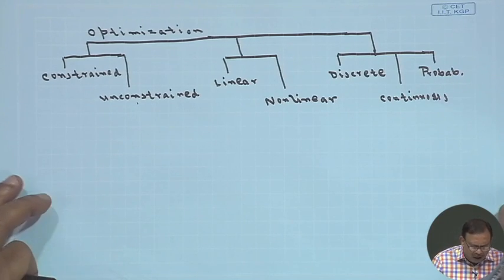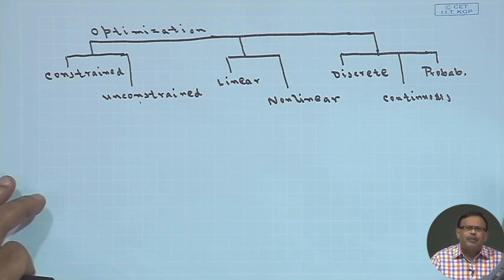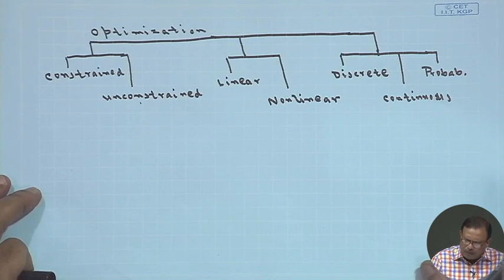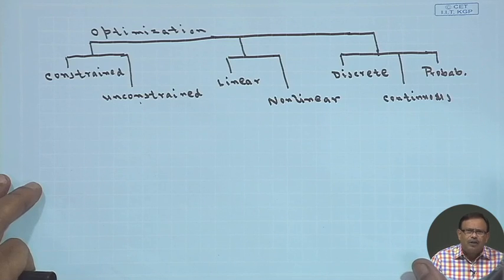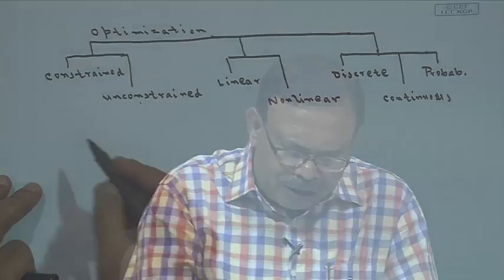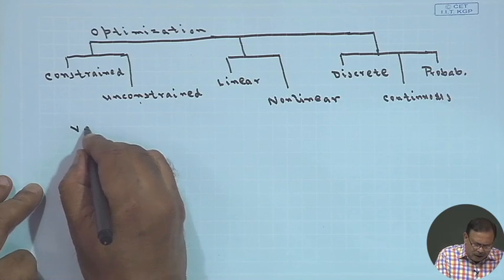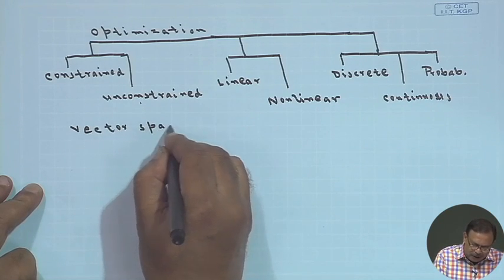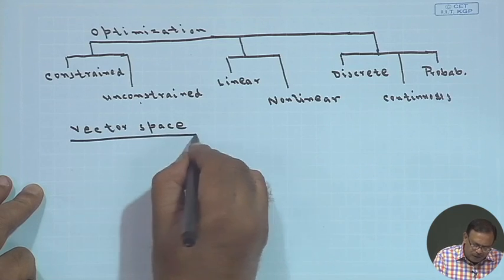Now, let us go a little bit into some mathematics which is required for the solution of the initial problem, because after this we will start the linear programming problem. So, before going through the linear programming problem, let us see some basic definitions which you may already know. We will just brush up all these things. One is vector space.